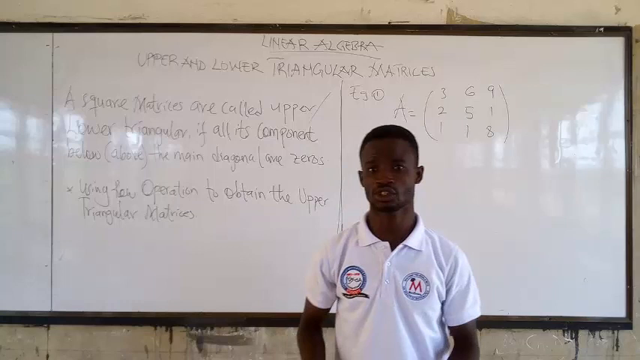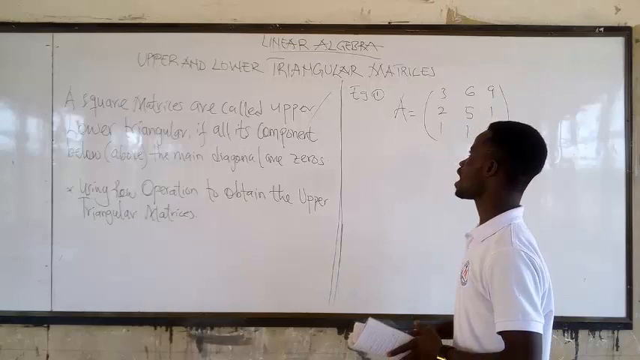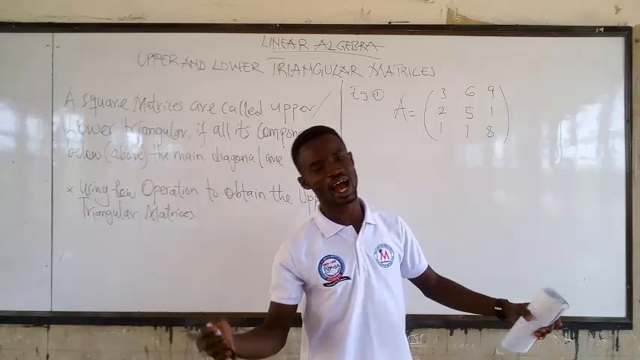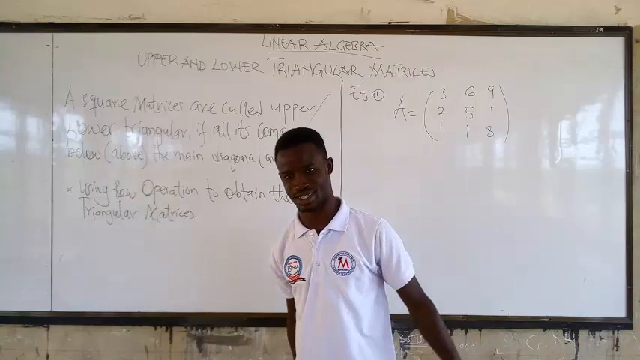We are still journeying through linear algebra, and here we have upper and lower triangular matrices. We are going to see how we can find the upper triangular matrix and lower triangular matrix. Alright, and you will love it.